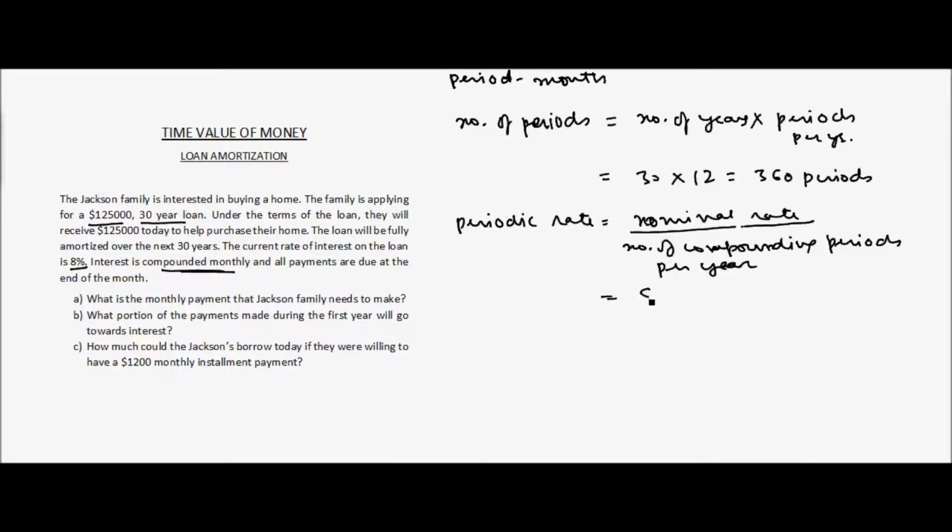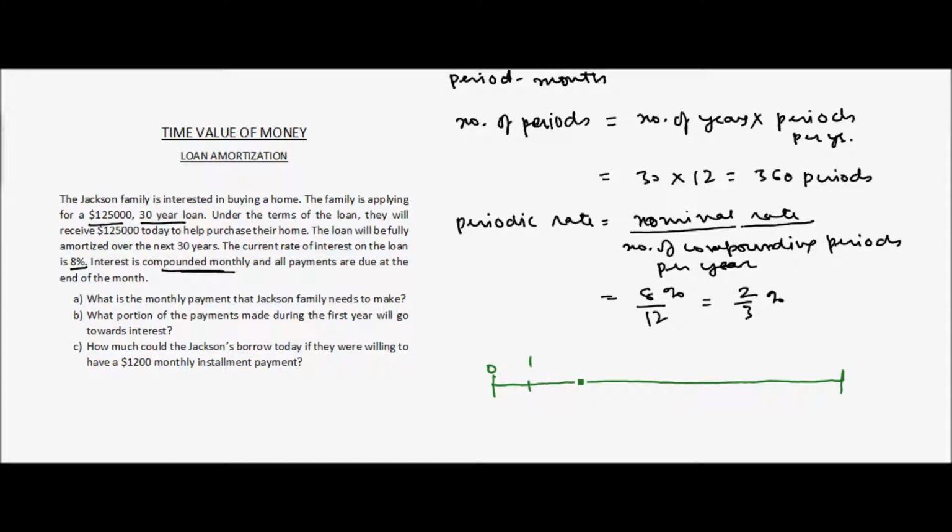So nominal rate is 8% and number of compounding periods per year is 12. So this becomes 2 by 3%. I'm not writing this in the form of a decimal, which is 0.6667, because that will eventually create a lot of rounding errors. So we have established that the period is month, number of periods is 360, and the periodic interest rate is 2 by 3%.